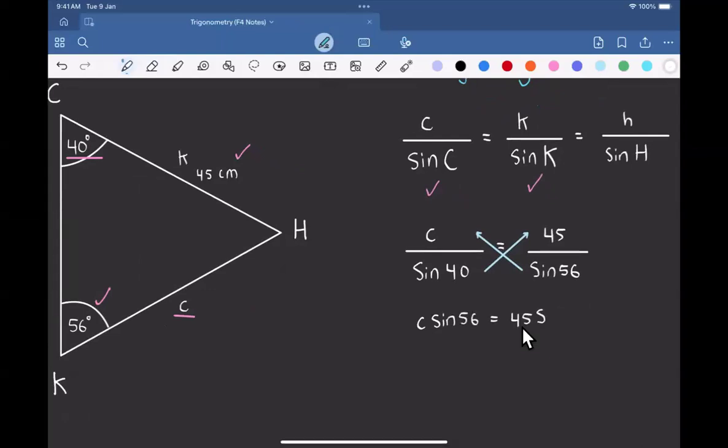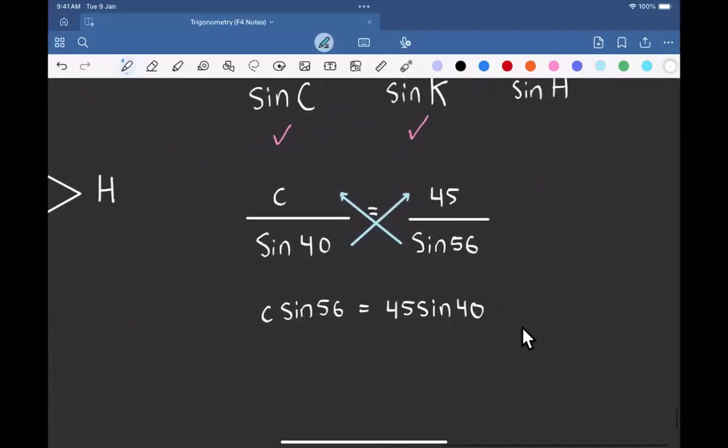Right. And Nicholas, if I want to find C, what do I have to do? Well, you have to divide both sides by sine 56. Right. So I want you to pay attention to something. Are we putting sine 56 into the calculator and using a rounded off value, or am I using the exact values? Exact values. Same thing in physics.